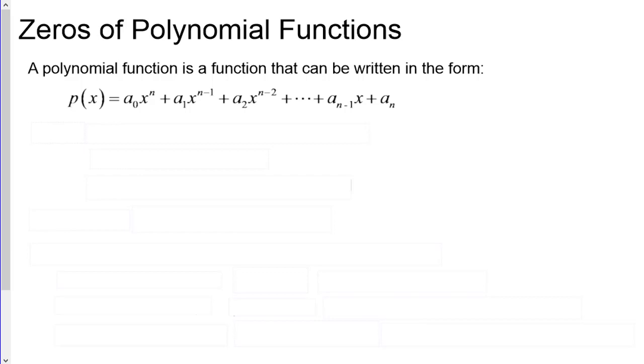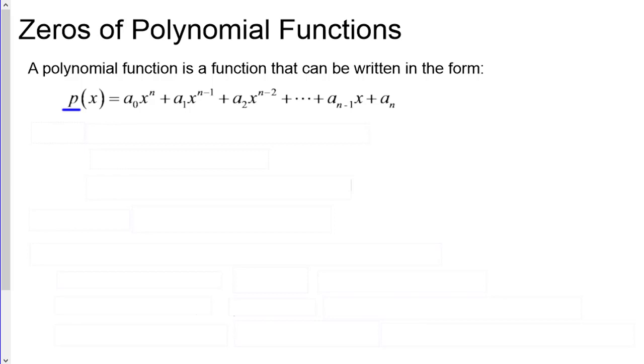This can look kind of intimidating, so let me try and help break it down for you. Well, first off, I've got p of x instead of f of x. We can use f of x, g of x. The letter that we use for the function doesn't make any difference. Here we're using a p simply because it helps designate that this is a polynomial.